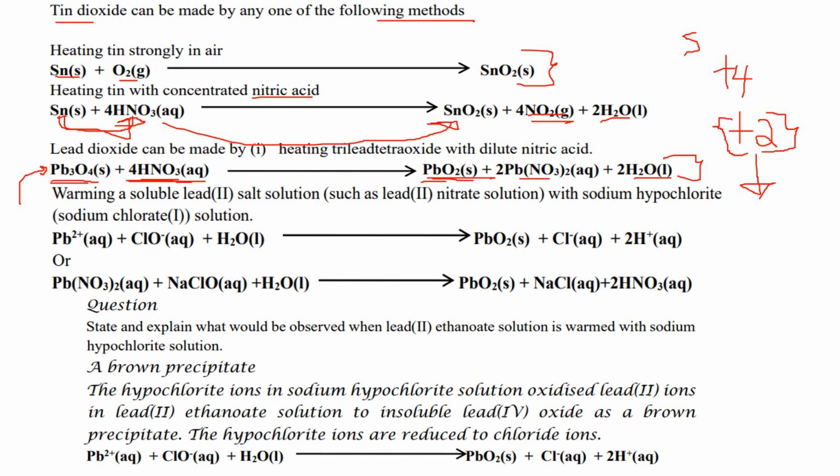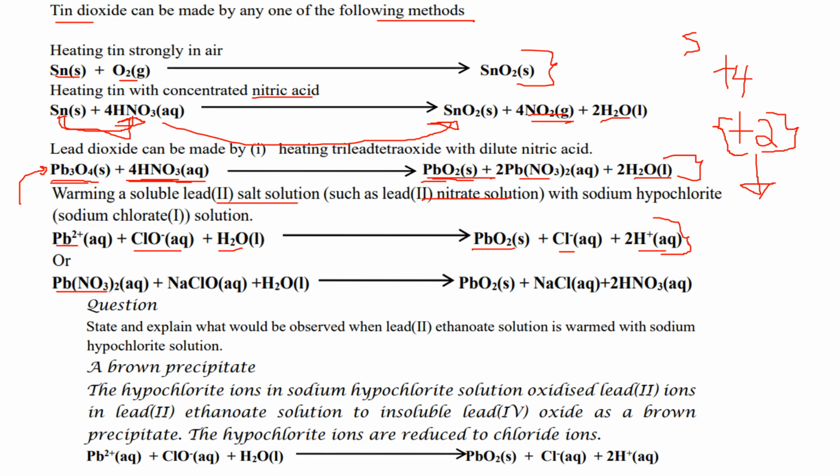So warming a soluble lead 2 salt solution, such as lead 2 nitrate solution, with sodium hypochlorite or chlorate 1 solution, can also yield lead 4 oxide. So once you have a lead 2 salt, for example lead 2 nitrate, and you warm it with sodium hypochlorite or chlorate 1, in presence of water, you are going to get your lead 4 oxide together with your chloride ions and hydrogen ions, or preparation of an acid. The acid represents a hydrogen ion.